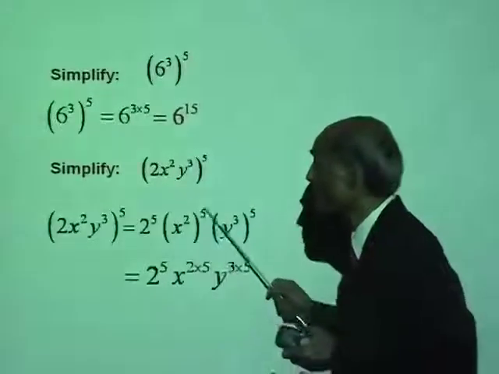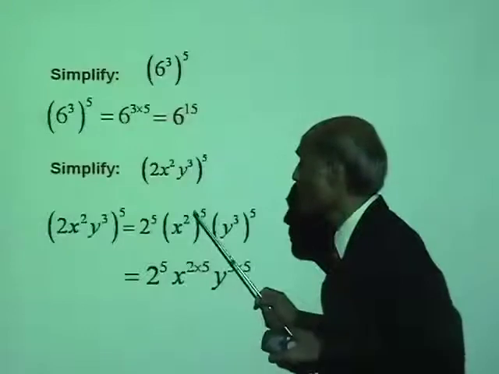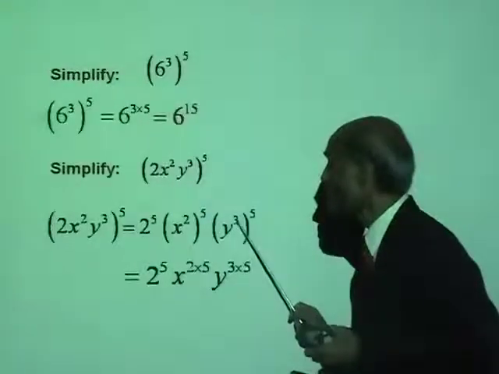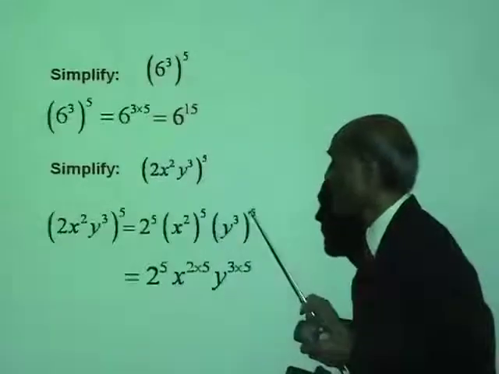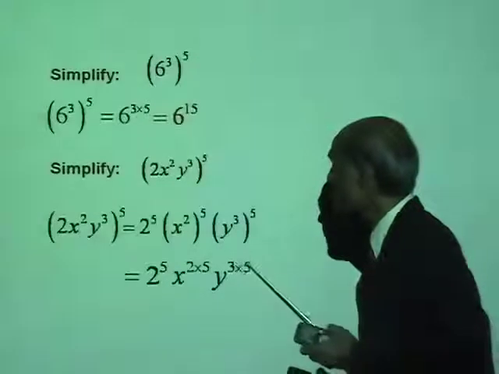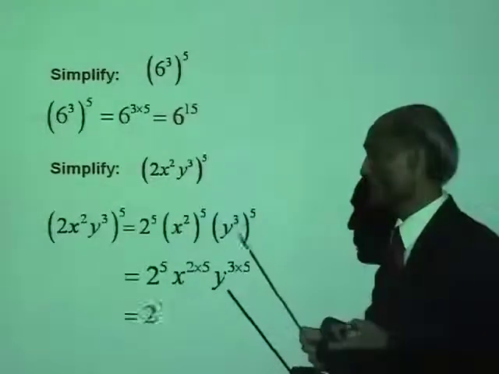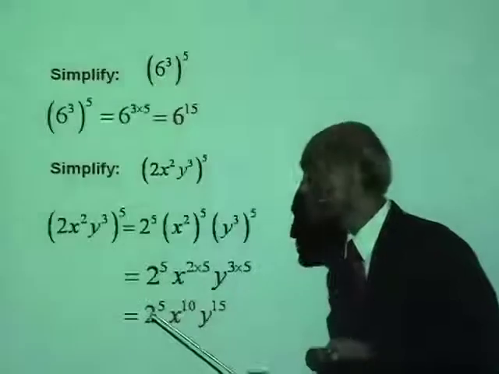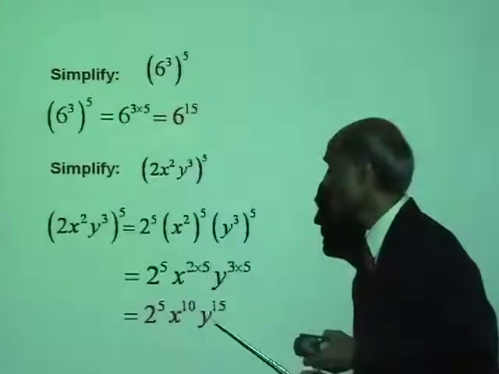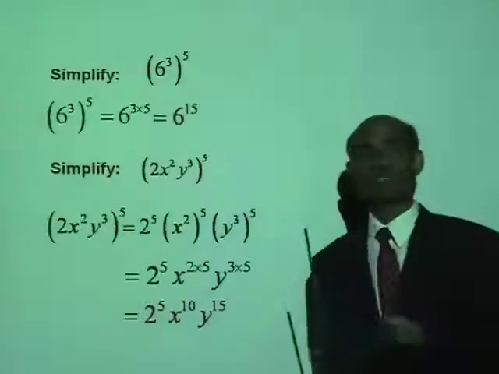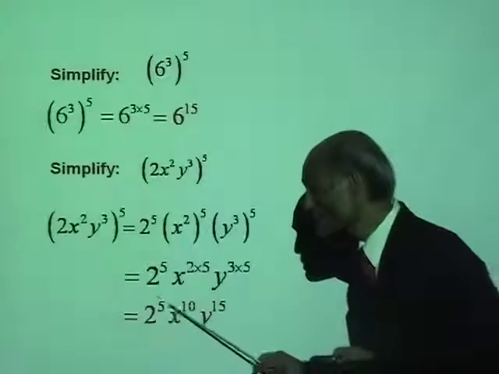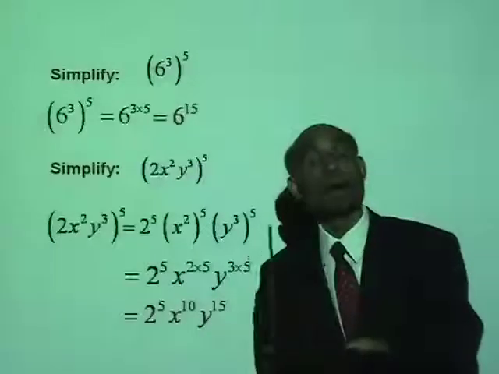Use the power rule there. That will be x to the power of 2 times 5. And y to the power of 3 all to the power of 5 is y to the power of 3 times 5. And what's that equal to? That is 2 to the power of 5, x to the power of 10, y to the power of 15. Okay. And if you now want, you can replace this 2 to the power of 5 by 32.